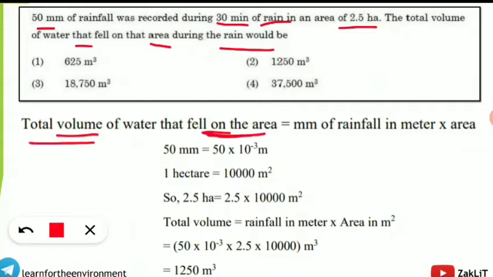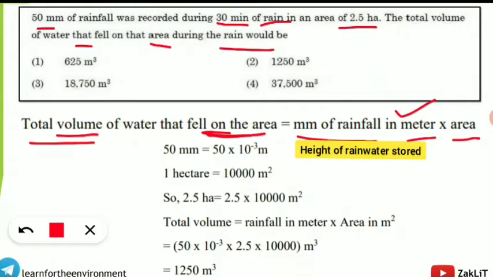It is very simple, basic mathematics which you should know. To calculate the volume, it will be the rainfall in meter multiplied by the area. That means the rainfall which fell on that ground, we have to convert it into meter, and multiply by the area of that place. Here it is given as 50 millimeter, but we have to convert it into meter, that is, into the SI unit.